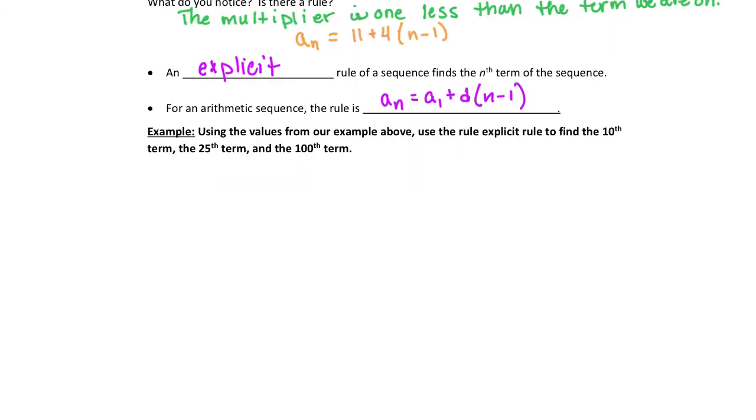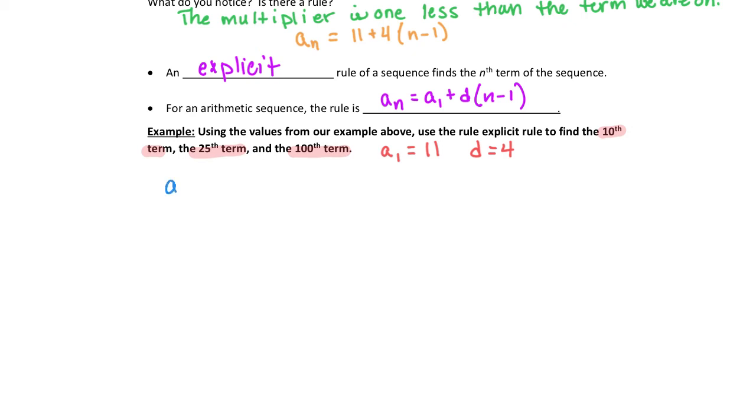So let's give a couple examples a try right now. Let's not forget that in the example above, a sub 1 was equal to 11, and the common difference was equal to 4. So this example asks us to find the 10th term, the 25th term, and the 100th term. So here's how we would write that.